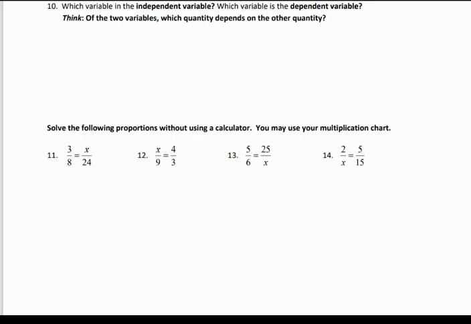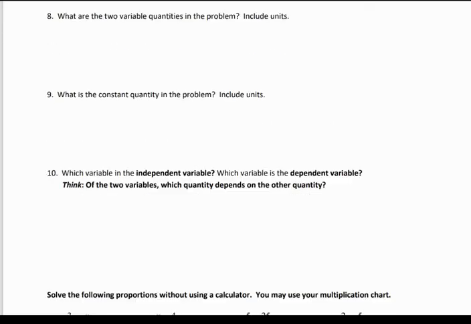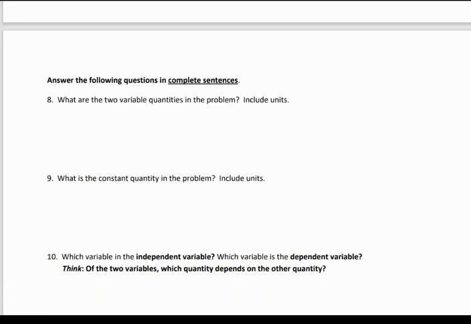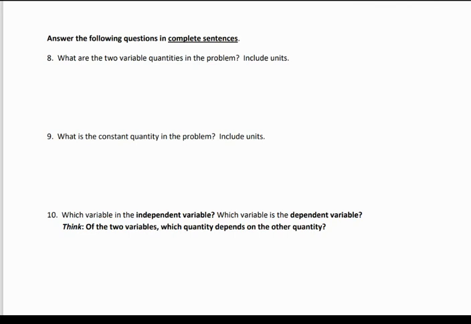So the bell's going to ring shortly. I would like you to work on 8 through 14 right now. I'll give you about 5 minutes also when we come back from lunch, and then we will go over those answers and off to do the homework. Any questions? Alrighty, so work until you hear that bell.